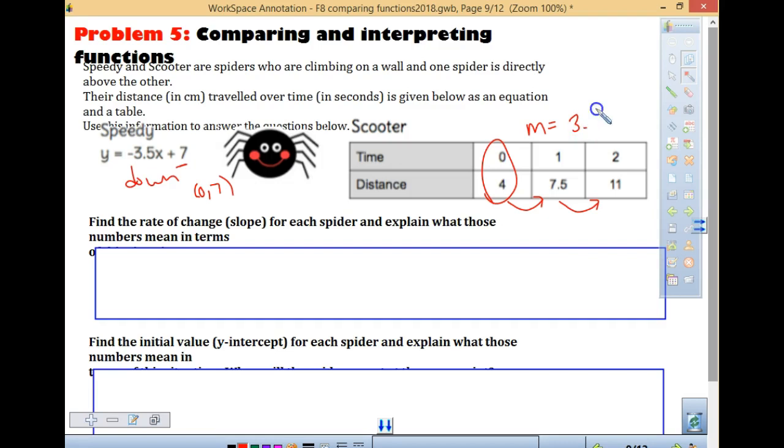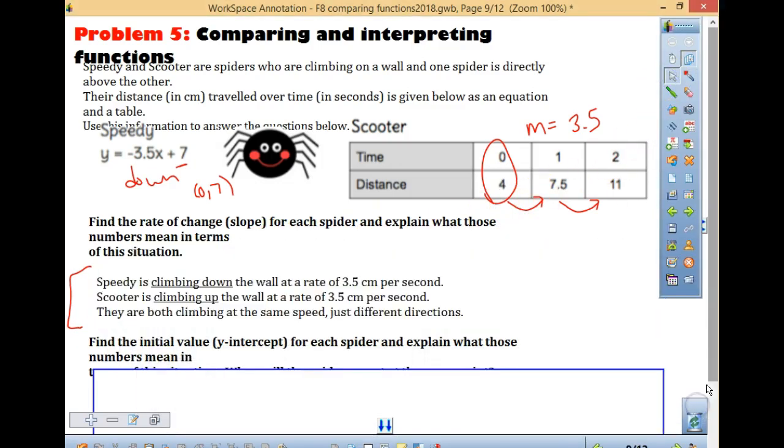Distance is 3.5. So you are asked to find the rate of change of both and then tell what that number means. So if we are taking a look at the first one, Speedy we put is going down at 3.5 centimeters per second. When you take the test, I'm going to be looking for labels with your answers, not just the 3.5. Scooter is climbing up because his is a positive 3.5.